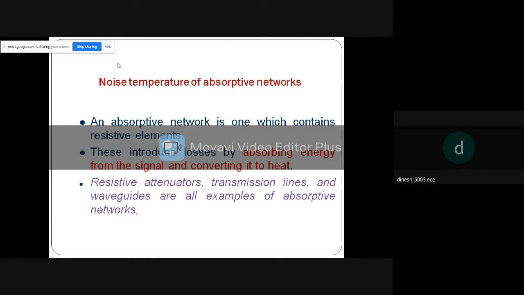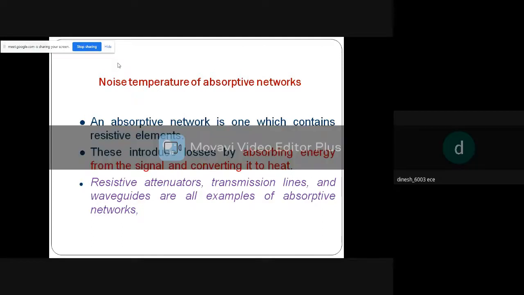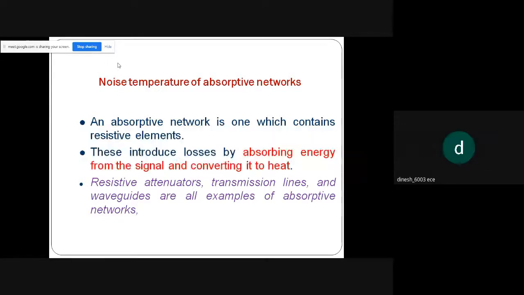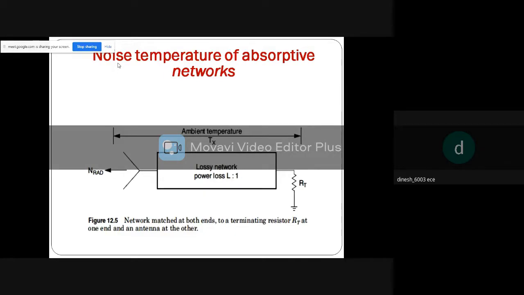As said in the first two or three slides, a transmission line, a waveguide, an OFC cable, or any copper cables are used for transmission, and some couplers, attenuators, or feeders are being used. Due to that, we get some absorbed energy that is produced as heat. This comes under absorptive networks noise temperature. So this is the noise temperature of an absorptive network.